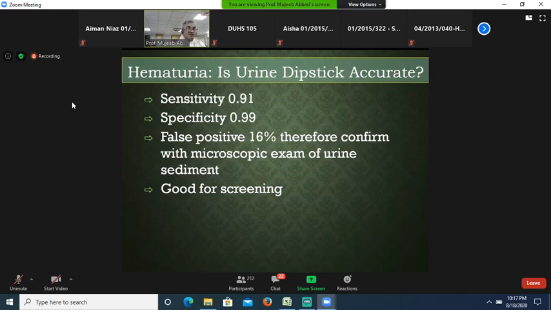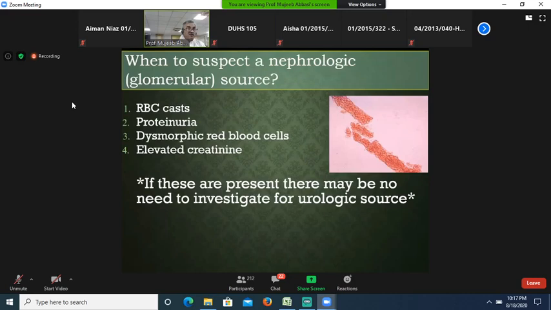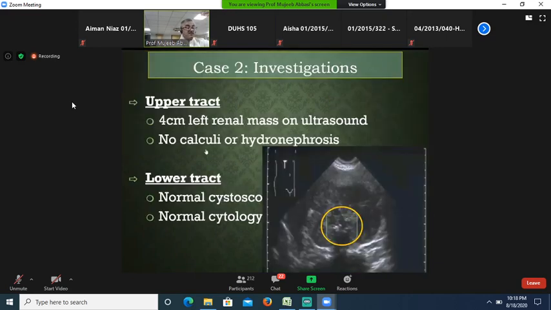I don't think so. We do it regularly here. Now, when to suspect a nephrological or glomerular source? When RBC cast is there, proteinuria, dysmorphic, different shape of the red cells, and elevated creatinine. If these are present, there may be need to investigate. Now, how would we investigate? When we investigated with ultrasound, we found a 4 centimeter renal mass on the ultrasound. No calculus. This is where it is.